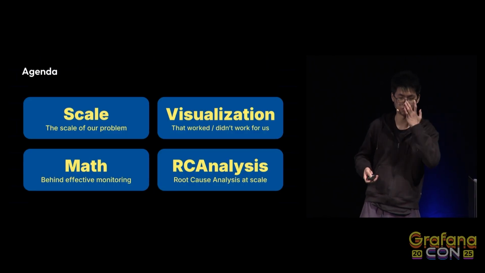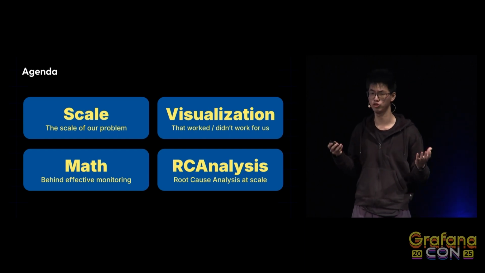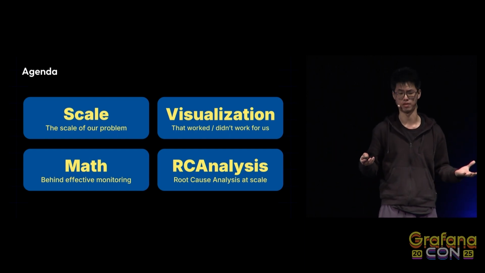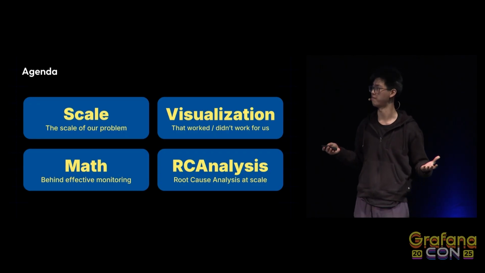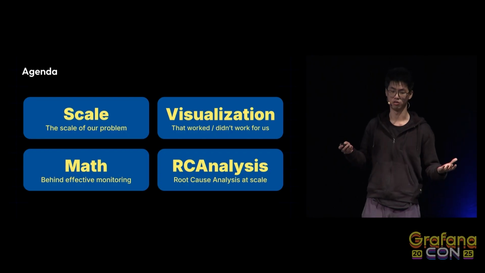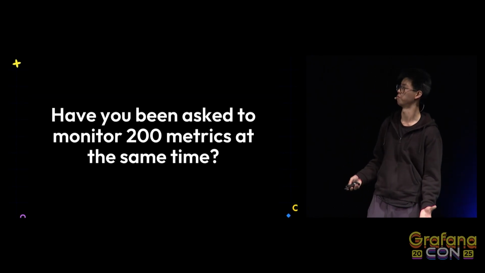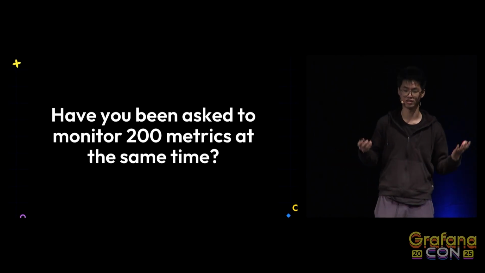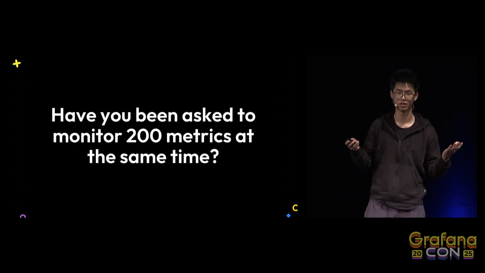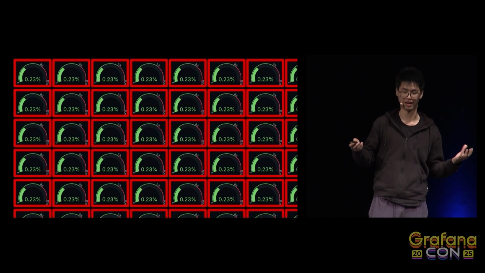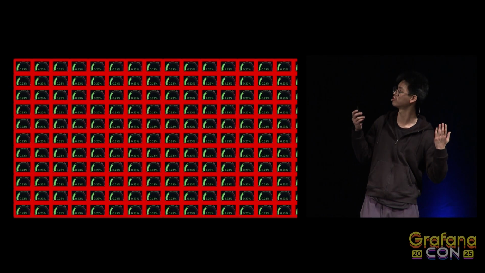I'm going to discuss, first of all, the scale of our problem, the visualizations that I used that worked or didn't work for us, and the math behind effective monitoring and large-scale root cause analysis. So let me start with a question. Have you been asked to monitor 200 metrics at the same time? You might picture something like this, but that's not the entire picture.